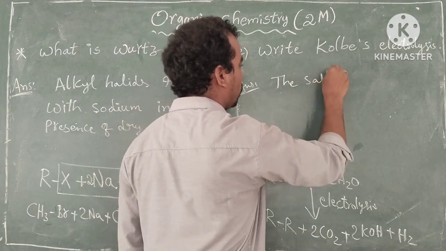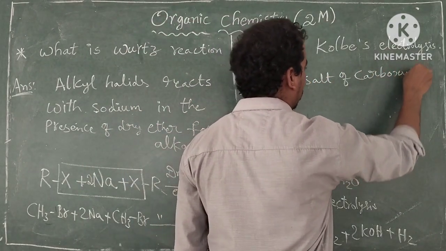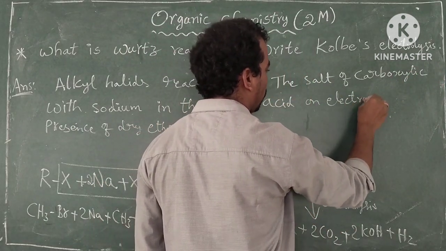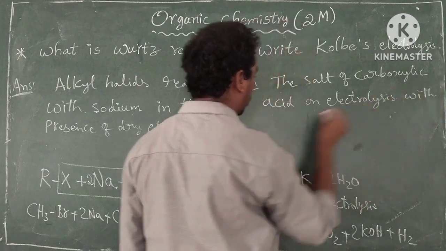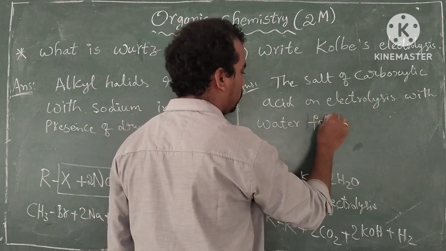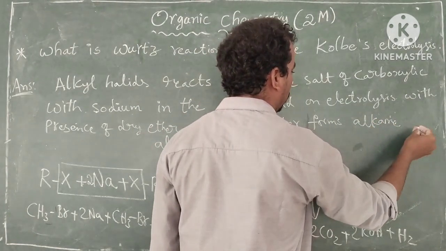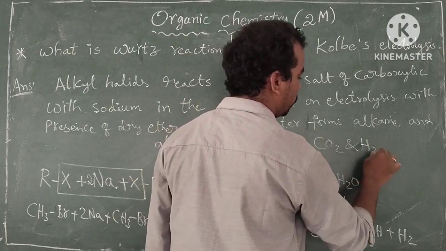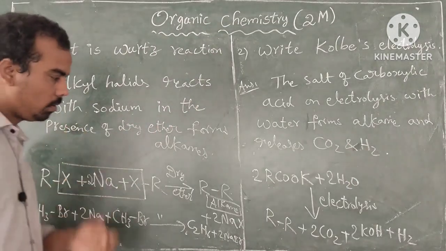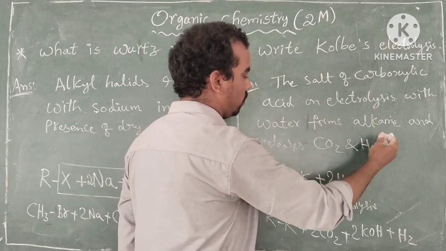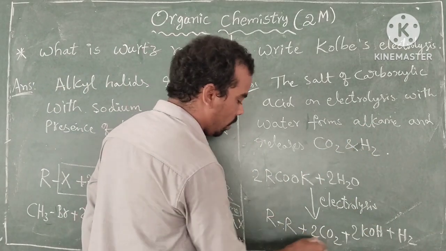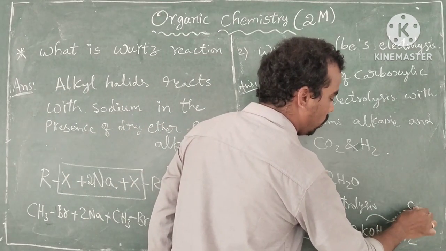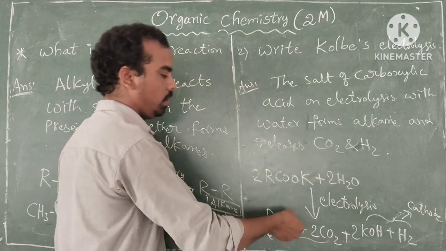So the salt of carboxylic acid, on electrolysis with water, forms alkane and releases CO2 and H2. Here alkane and carbon dioxide are formed at the anode, and KOH and H2 are formed at the cathode, because cations move towards the cathode and anions move towards the anode. Okay.